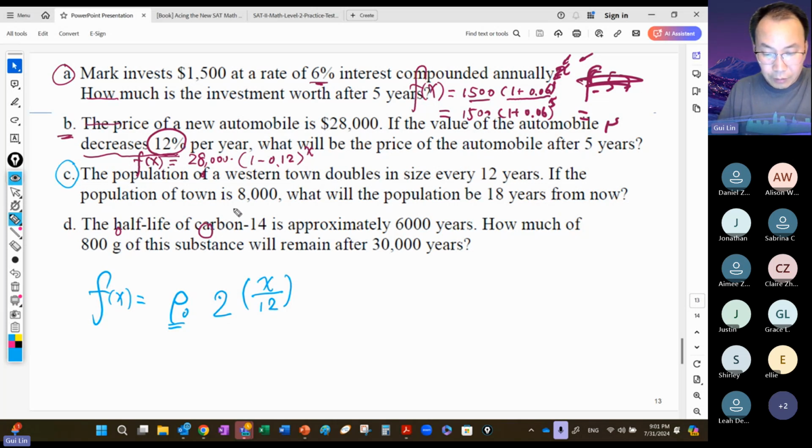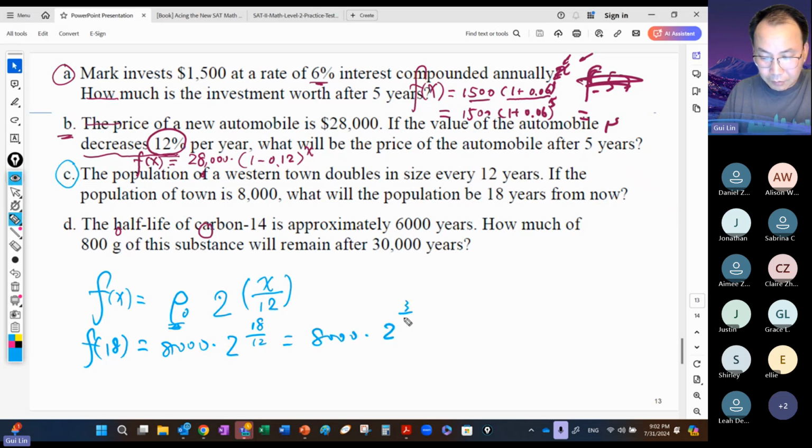So if the population of the town is 8,000, this one is replaced by 8,000. What will the population be after 18 years from now? So 18 years means 1.5 times 12, so 2 to the power of 18 over 12. So it becomes 8,000 times 2 to the power of 18 over 12. Obviously, you need to use a calculator to get the answer.